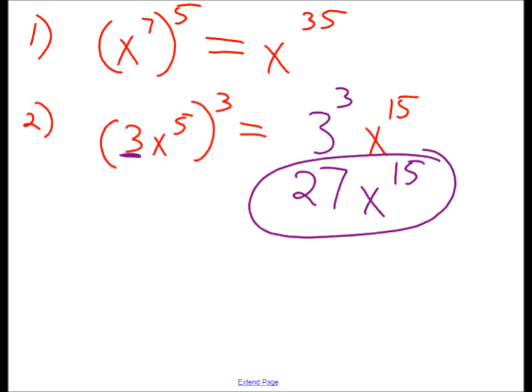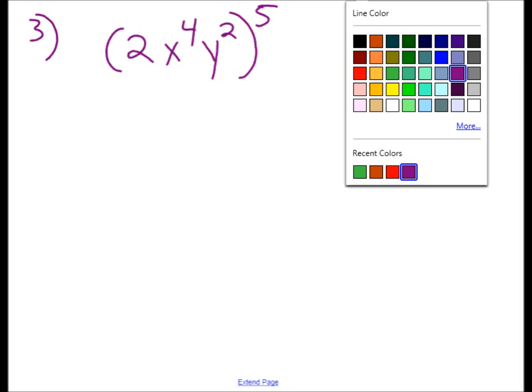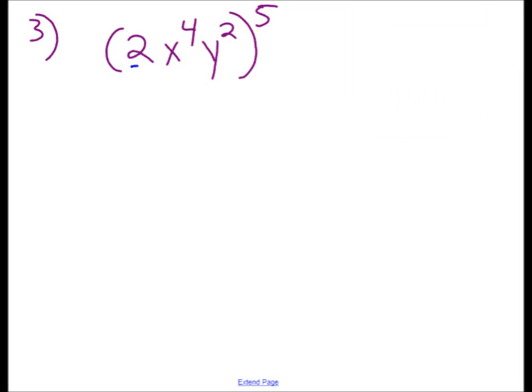Moving on to the third example. Let's put 2 variables inside parentheses with the coefficient. So now we have 2x to the 4th y squared raised to the 5th power. And we'll start with the coefficient this time. So what we're actually going to do is take the coefficient and again raise it to the power on the outside. So we have 2 to the 5th power.